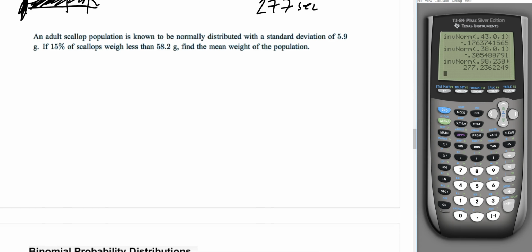Now let's talk about another good example. An adult scallop population is known to be normally distributed with a standard deviation of 5.9. So that's my standard deviation. If 15% of the scallops weigh less than 5.3, ooh, so they're giving me a percentage and its weight is less than 5.3. So they're saying, hey, the odds that you're less than 5.3 is 15%. Find the mean.